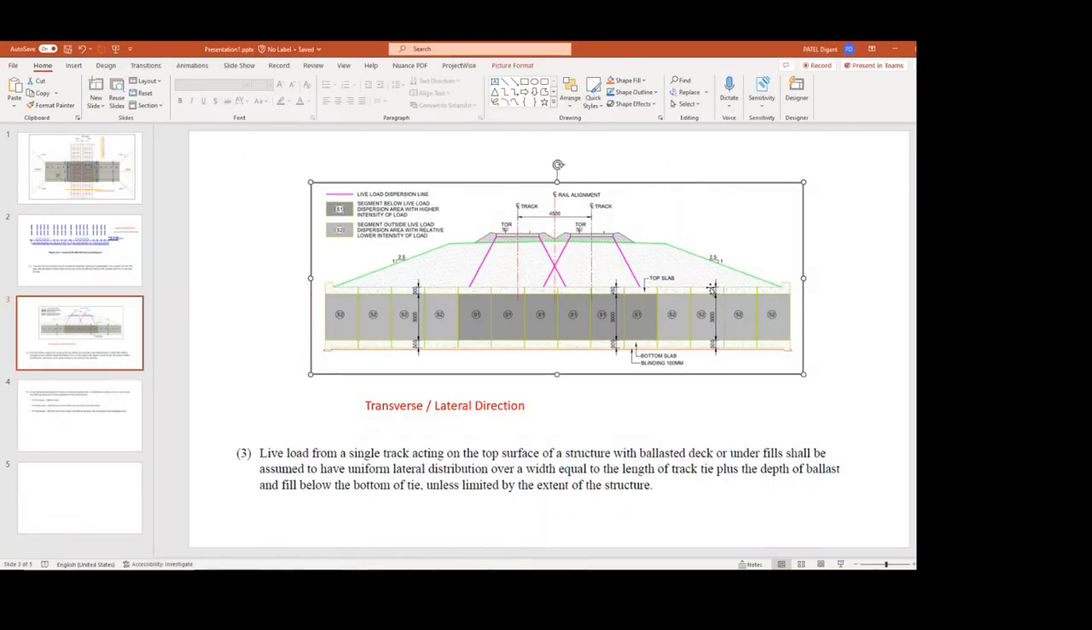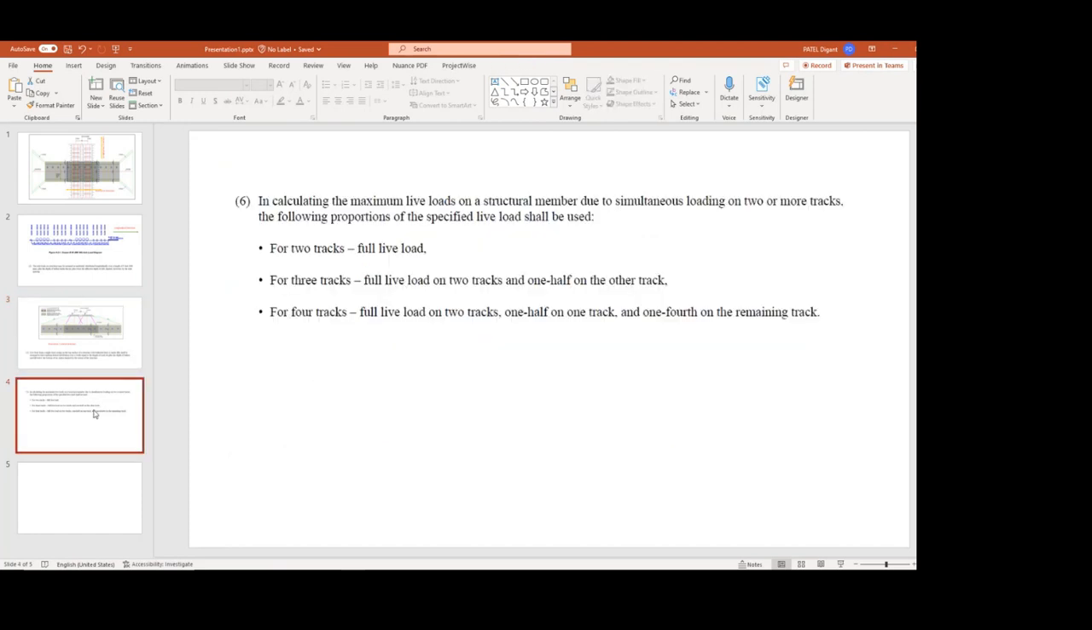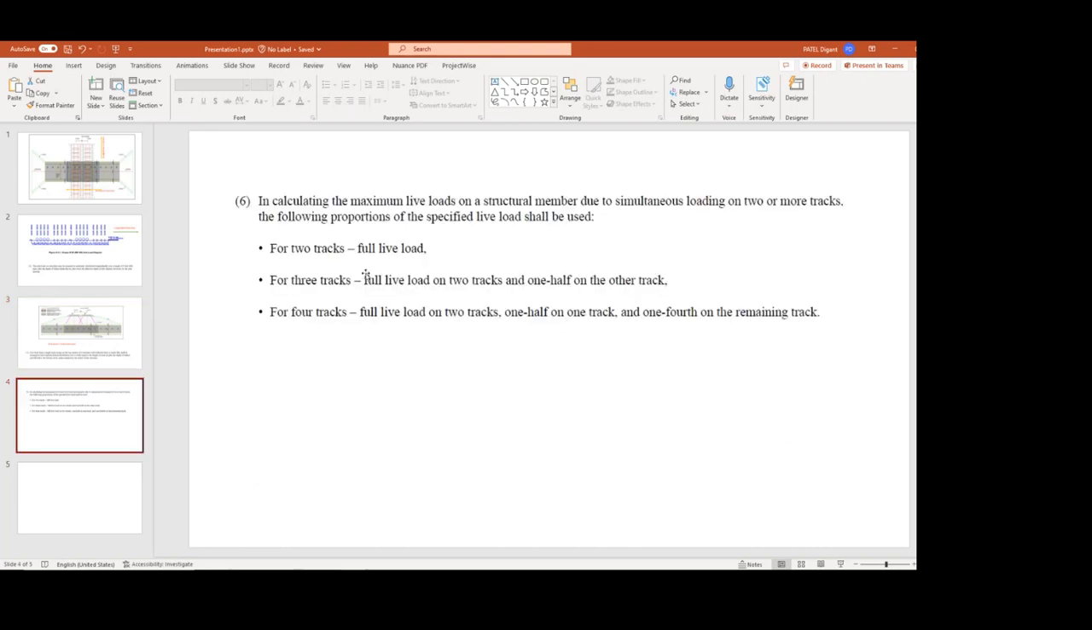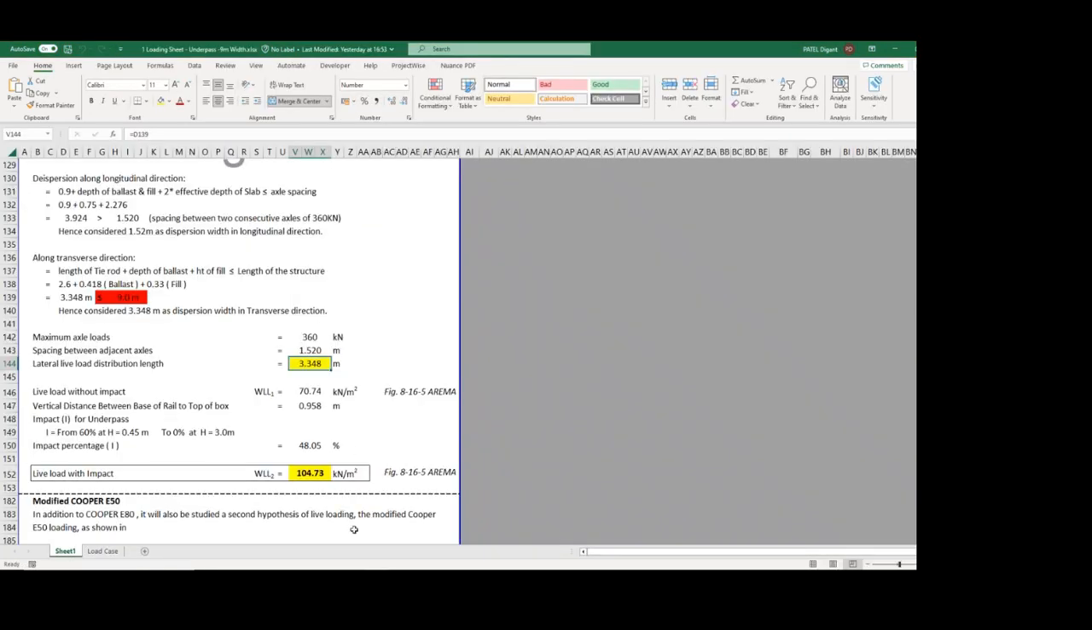Now, this is for dispersion, for one track or two tracks. The code also specifies what values of live load should be taken when there are multiple tracks on the structure. If your structure has two tracks only, then you have to take the full live load. For three tracks, full live load on two tracks plus half of the other track. For four tracks, full live load on two tracks, half on the third track, and 1/4 on the remaining track. Now this is all about live load.